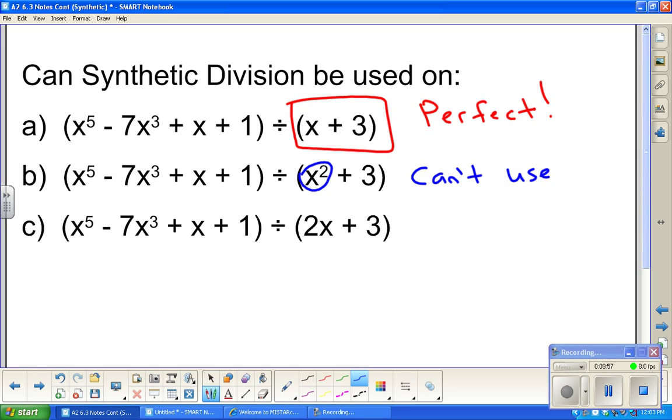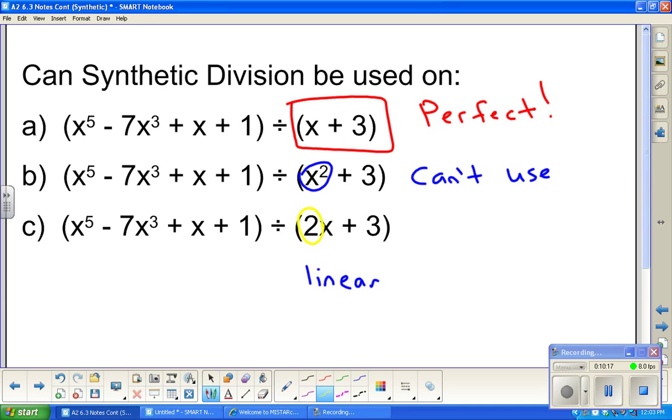So what about C? It's linear, right? So there's a problem with the 2. Now there are ways around it. If we were going to use synthetic, you would have to divide every term by 2.